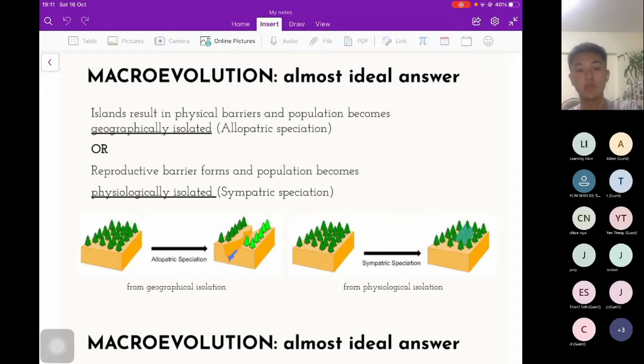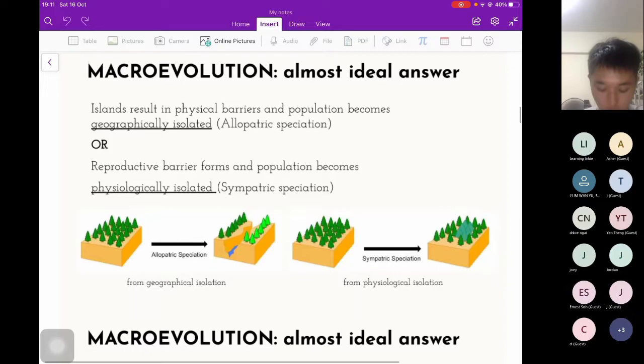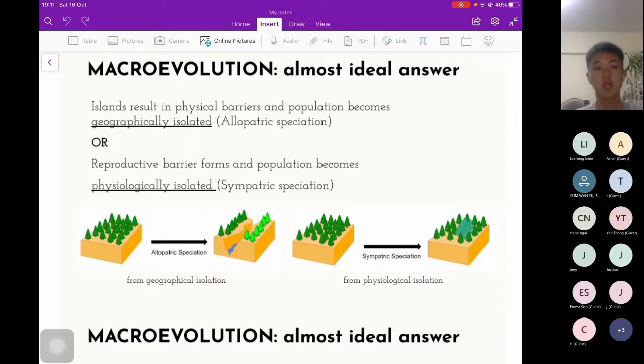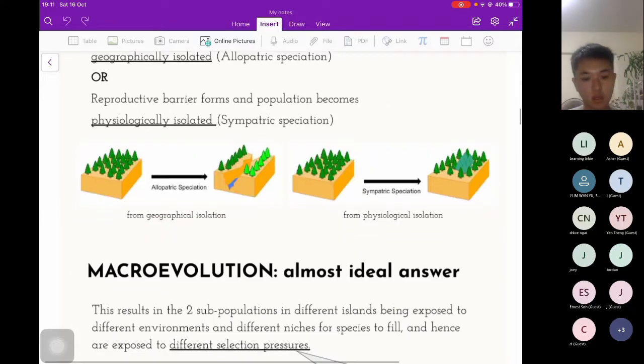So these would result in different types of speciation, your allopatric and sympatric speciation. So you have your allopatric speciation is geographical isolation. Sympatric speciation is reproductive isolation or physiological isolation. Okay, this is something that people struggle with differentiating, allopatric and sympatric speciation. But it's basically physical barriers, reproductive barriers, respectively.